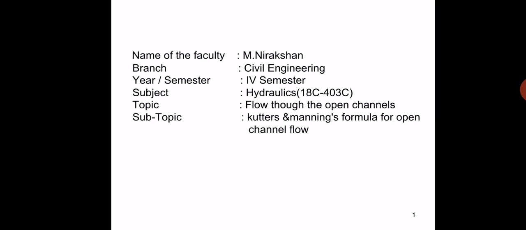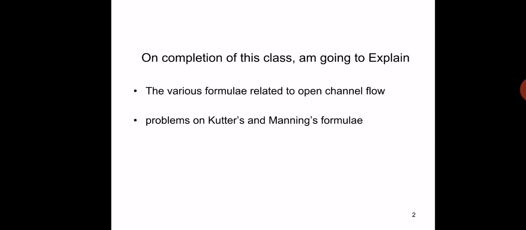In the previous class we discussed the derivation of Chezy's constant for open channel flow, and we saw simple problems on Chezy's formula. So in this class I am going to explain the different formulas we may use in open channel flow, and we will see simple problems on Kutter's and Manning's formula.